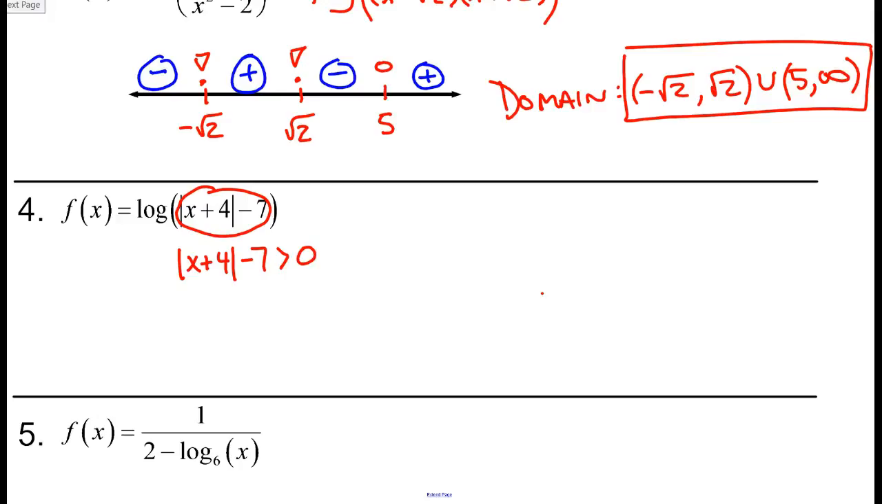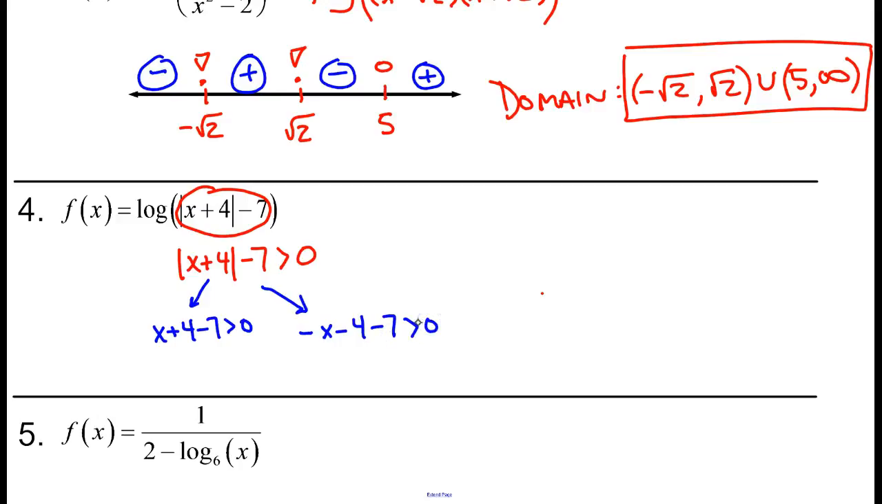In order to further analyze this expression here, I'm going to take a look at the absolute value of x plus 4 two different ways. If x is greater than negative 4, this thing will just act like x plus 4. If x is less than negative 4, then this thing will act like the opposite of x plus 4, minus 7.